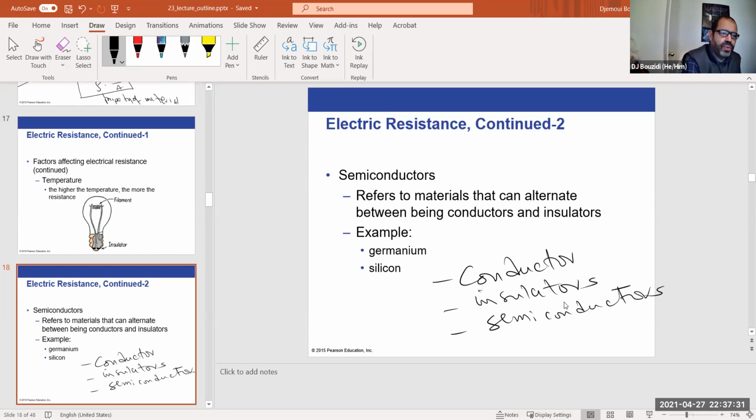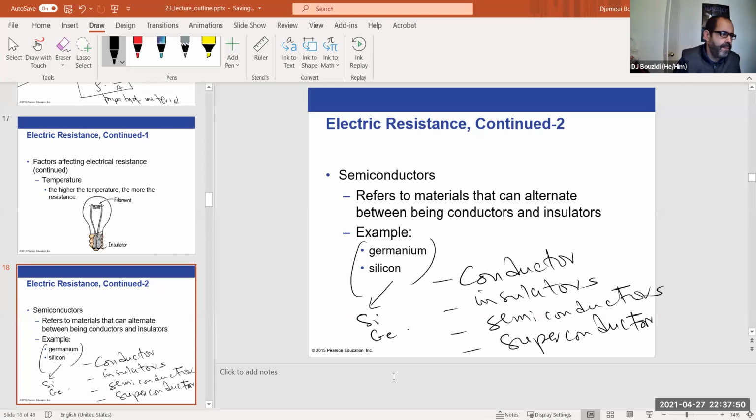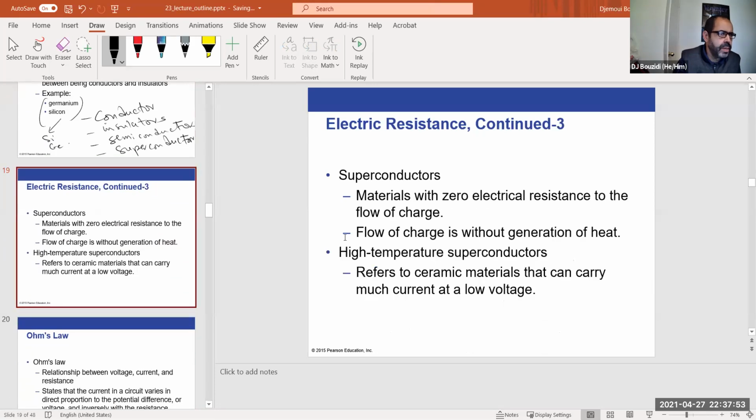The fourth and final one are superconductors. Superconductors are special materials that conduct with no resistance whatsoever when temperature is low enough. The two main things in the periodic table that play the role of semiconductors are silicon and germanium. So again, I mentioned superconductors, material with zero electric resistance to the flow of charge. Flow of charge is without generation of heat, basically. This is still an ongoing topic, trying to build high temperature superconductors, and research is ongoing trying to do that.